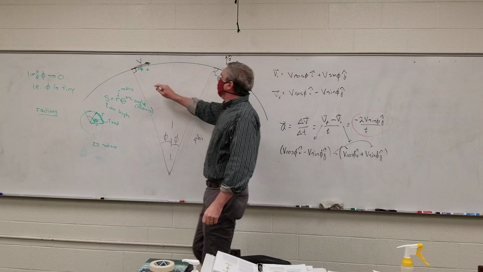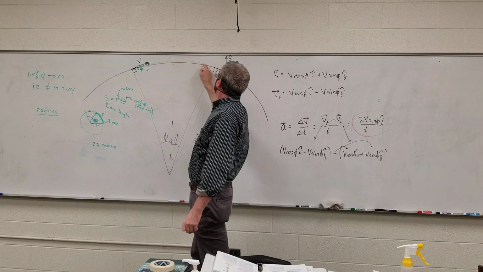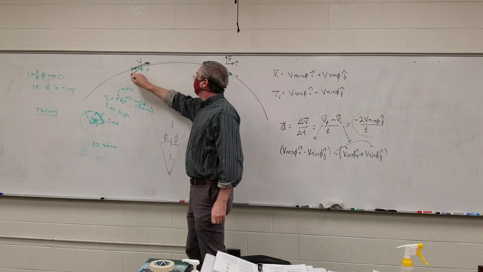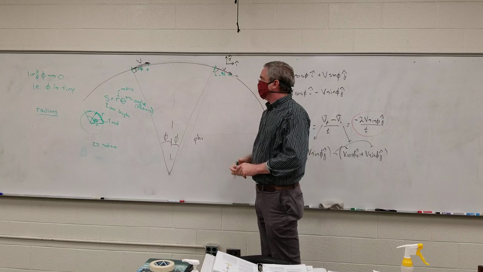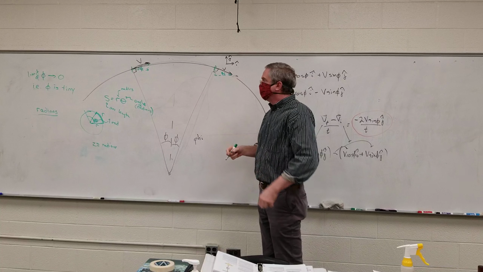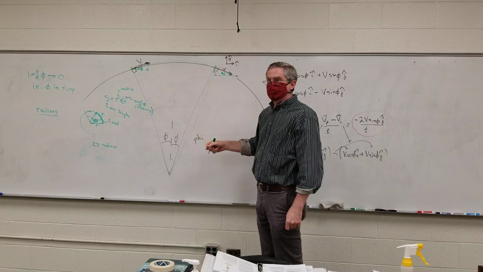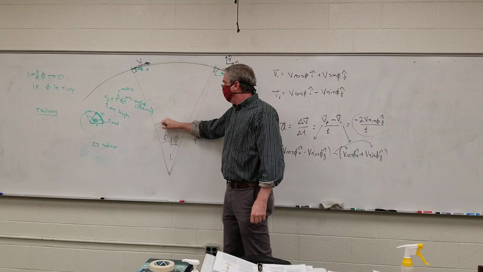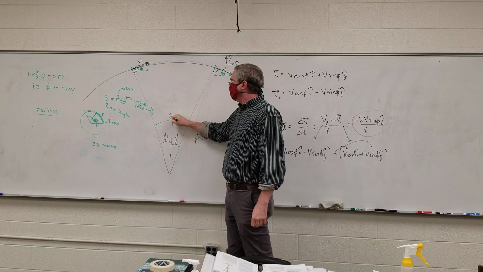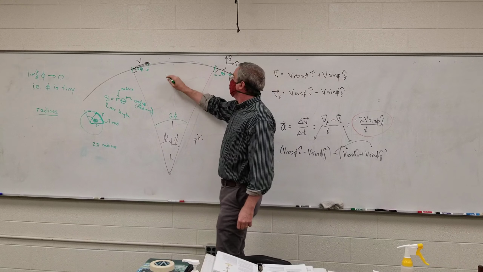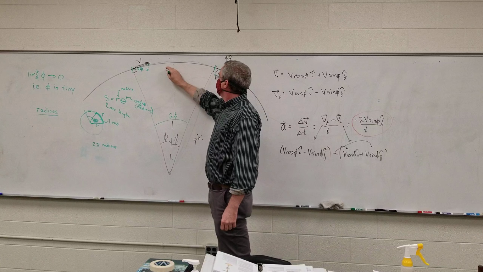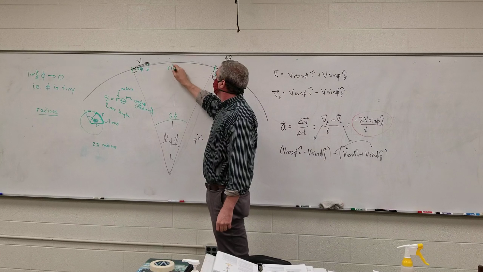So the arc length here, this distance from here to here, that arc length is just the radius of my circle times the angle. That angle is 2 phi. And so my arc length is R times 2 phi.